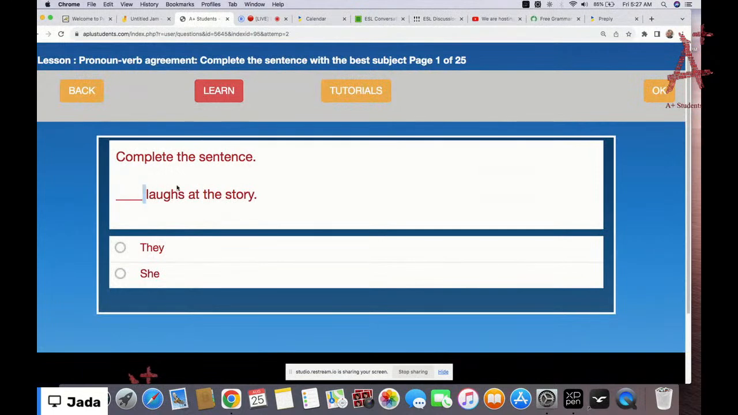Now Dash laughs at the story. So we have laughs with S. Why are we having laughs with S? Once we have laughs with S, you know that it's going to be what? A singular subject, because you only add S to verbs with one thing. So she laughs at the story.